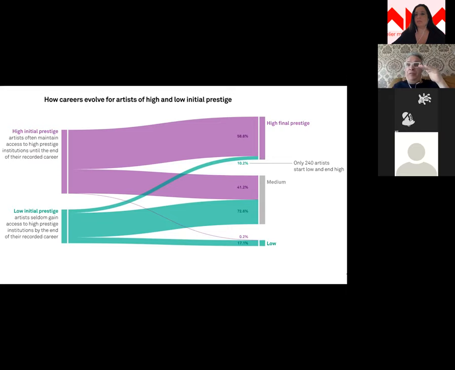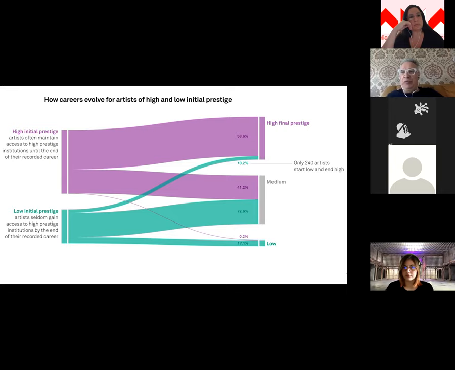Out of artists who have their first five shows in these low prestige places, about 90% never go to the top. Only 10% of people end up in the top places. And artists who immediately start their career in these high prestige places, for most of them, the career goes up.